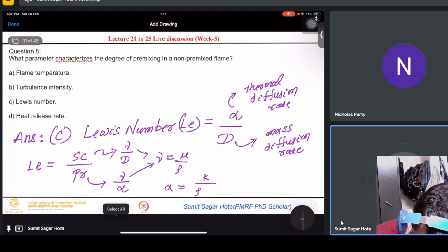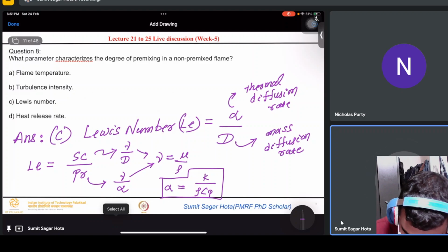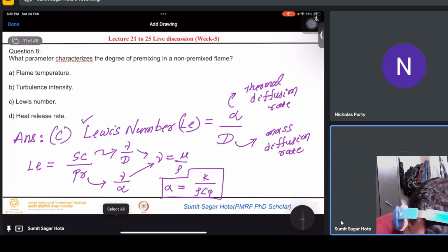K by rho Cp. Already you know mass diffusion, and the Lewis number.